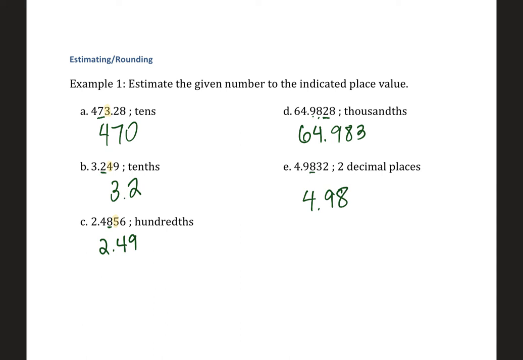So rounding exactly the same, and we're just dealing with recognizing what place we're talking about. And I just want to add one last one here that I don't have typed, just because it is important. So when we talk about rounding to a certain decimal place, let's see, for letter F, 3.9996 to 3 decimal places.